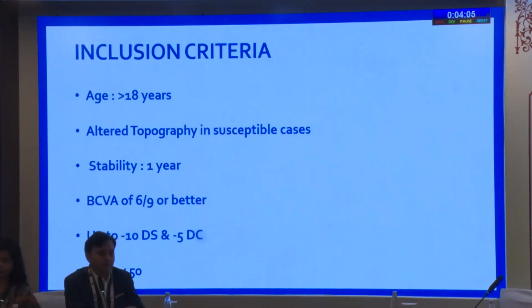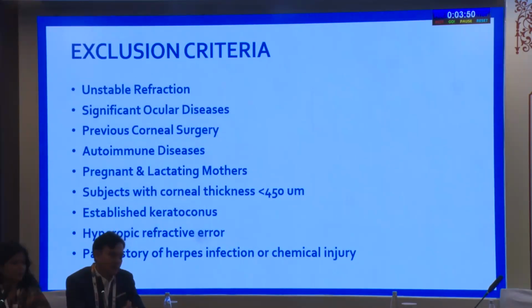The inclusion criteria were age more than 18 years, altered topography in susceptible cases, stability more than 1 year, a BCVA of 6/9 or better, refractive error up to -10 diopter sphere and -5 diopter cylinder, and CCT more than 450 microns. The exclusion criteria were unstable refraction, significant ocular diseases, previous corneal surgeries, autoimmune diseases, established keratoconus or hyperopic refractive error, and history of other infections.